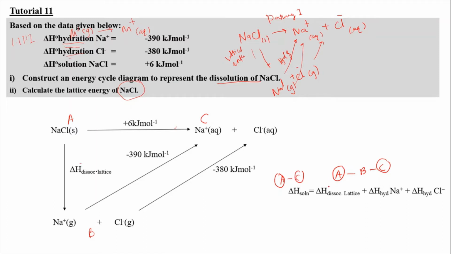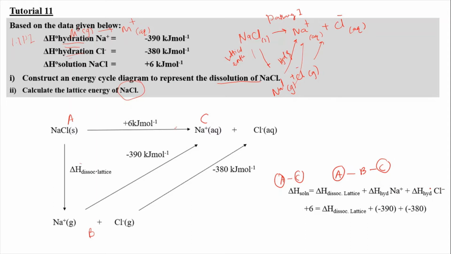So you can find the lattice dissociation enthalpy first, where the enthalpy of solution is known as 6. You can substitute that in. The lattice dissociation enthalpy is our unknown. The enthalpy of hydration of Na plus is negative 390.